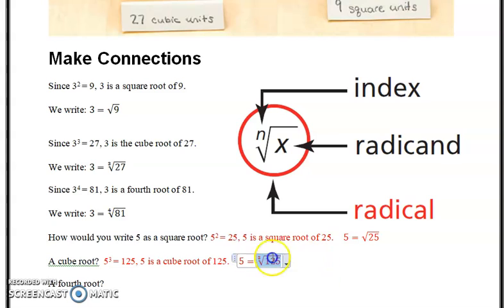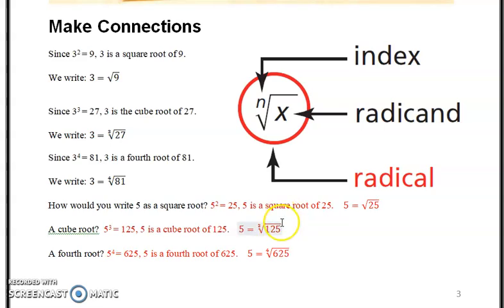Okay? And the fourth root, we'll do the same thing again. I'm going to cheat. I'm going to steal this. So 5 to the power of 4 is 625. So 5 is the fourth root of 625. So we'll change our index to 4. Multiply that by 5. So 5 can also be represented as the fourth root of 625. Okay? So I'll show you how to put those into your calculator as well, just so we have a handle on that.